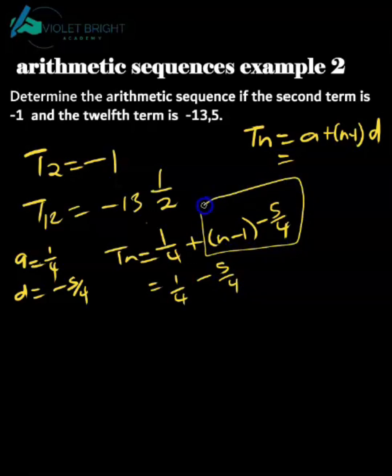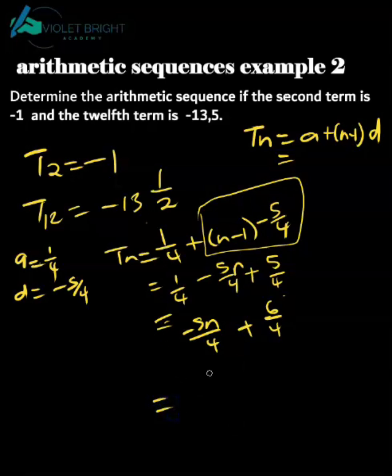Firstly dealing with this, it's gonna be positive 5 over 4. Then these two are like terms, so it's 6 over 4. So Tn equals minus 5n over 4 plus 6 over 4. Let's check if we did the right thing, that we didn't make any mistakes.